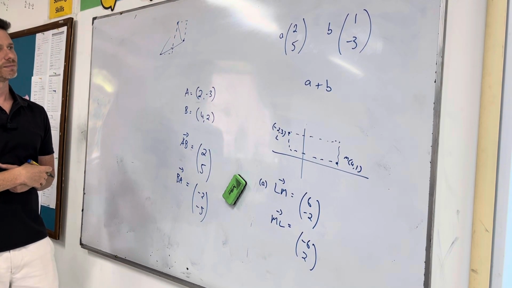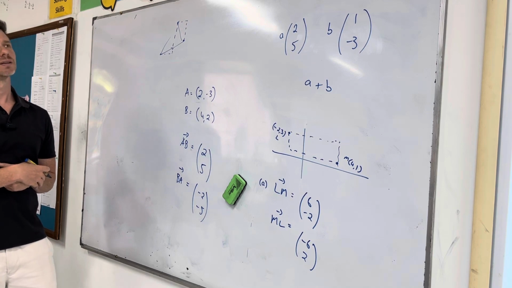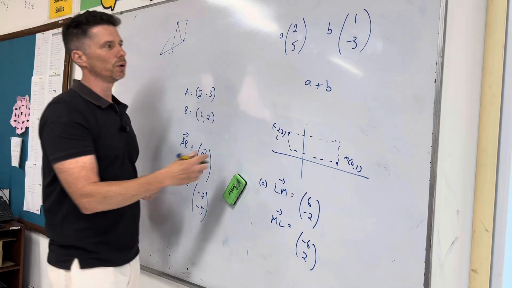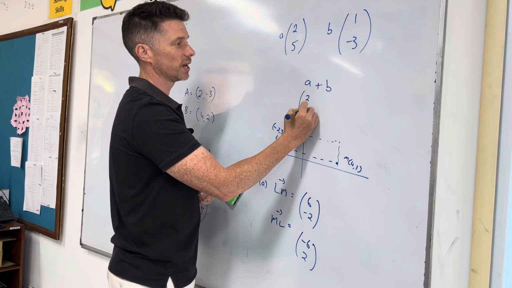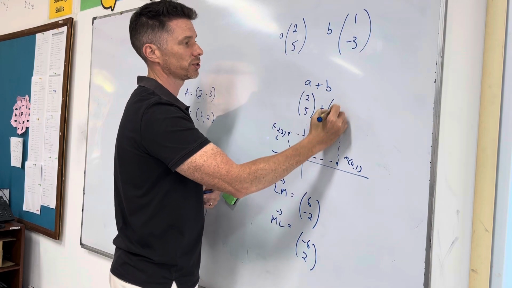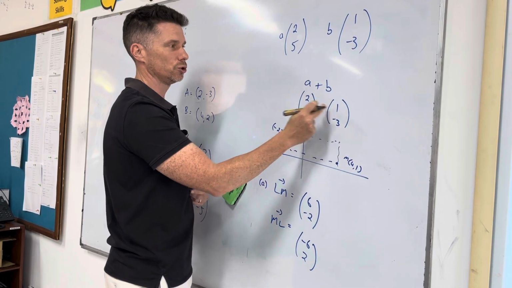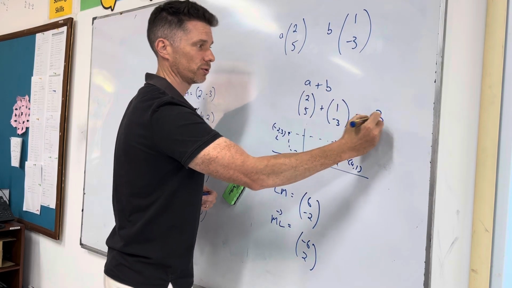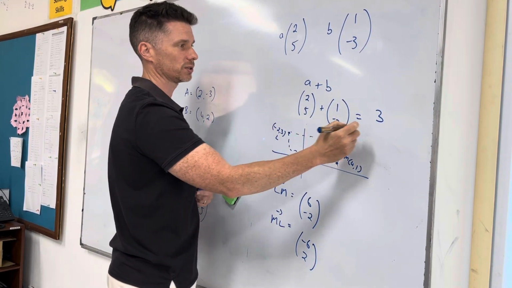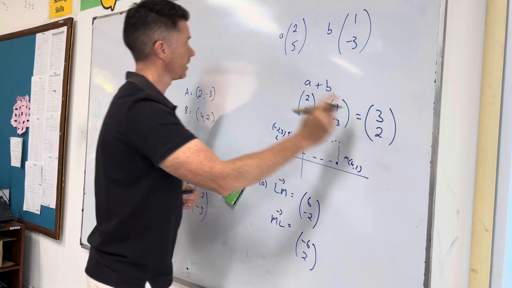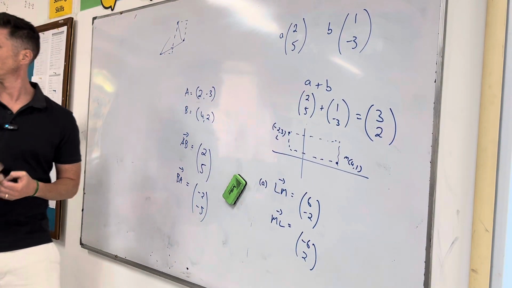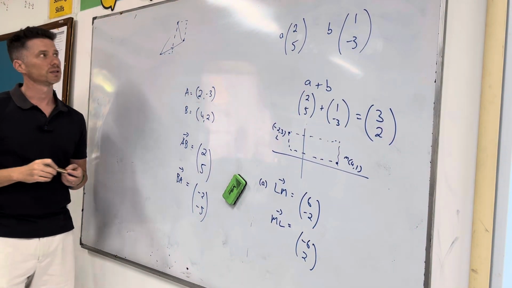So what is that? Perhaps I would need a scale for that. What was your answer, Pauline? It is 3, 2. So I would just add these columns together, 2 and 5, plus 1 and minus 3. 2 plus 1 gives 3. 5 plus minus 3 gives 2. And that does this process for us without even having to think about it.